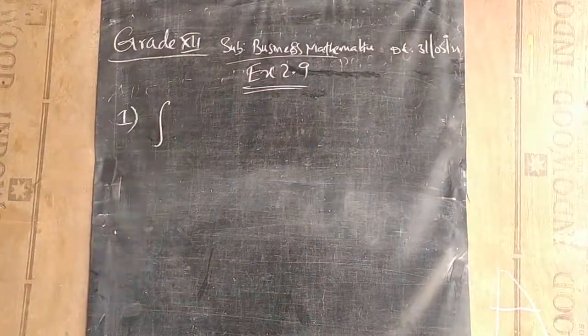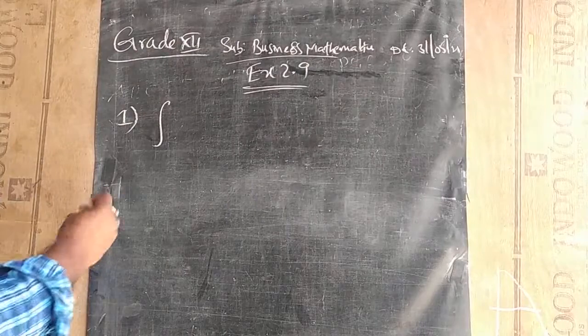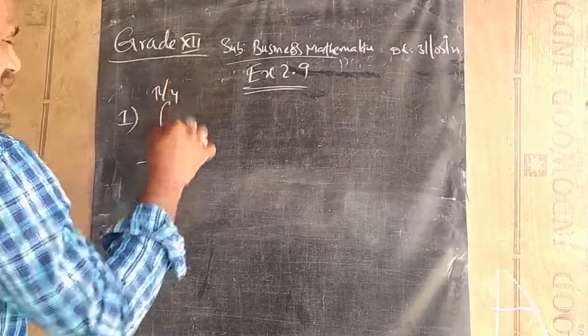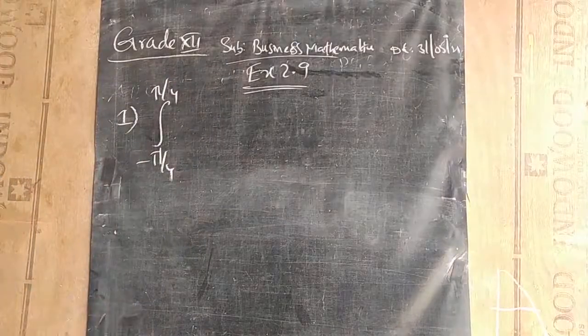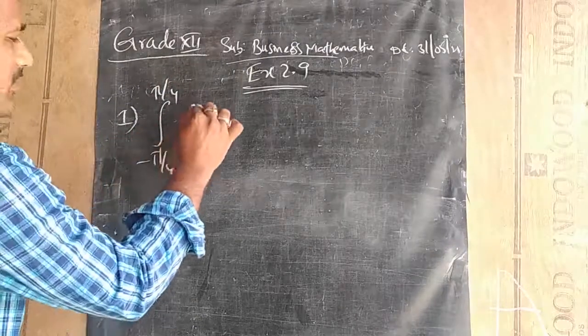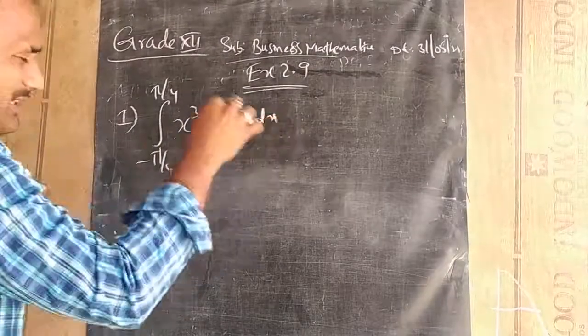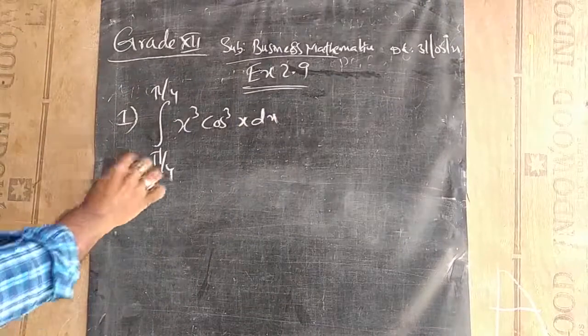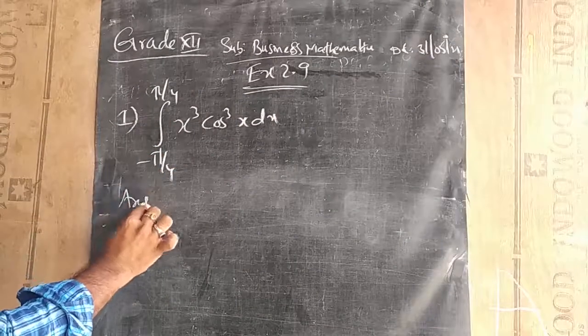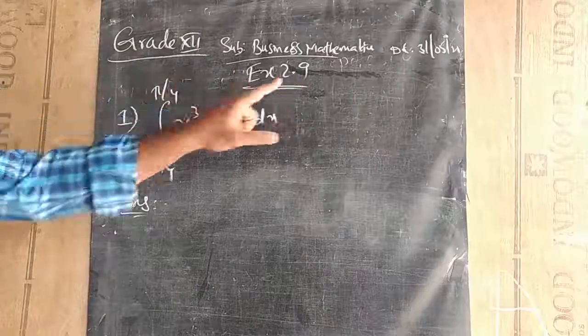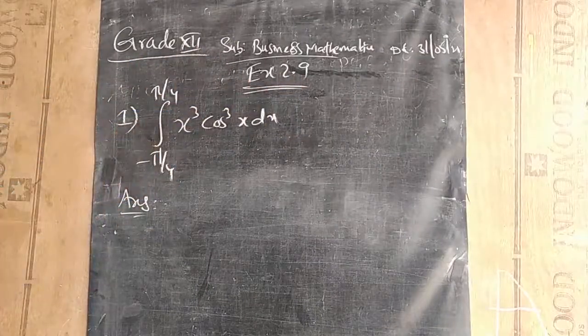Integral from minus pi by 4 to plus pi by 4 of x cube cos cube x dx. Okay, so let us solve this function by using the properties. He is clearly mentioning in exercise 2.9 to solve these questions based on the properties.